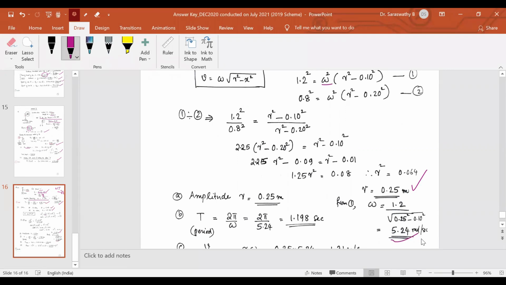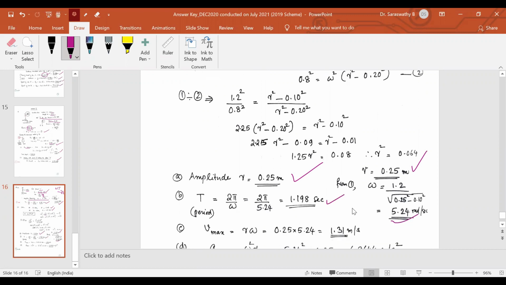Now, the first part of the question is what is the amplitude? That is obtained, r. Now we have got the angular frequency, 5.24 radians per second. So the period of oscillation, as done in the previous example, t is equal to 2 pi by omega. 2 pi by this, so we'll get the period of oscillation. And the third part of the question, what is the maximum velocity? V is equal to r omega. R is obtained, omega is obtained, so it's r omega.